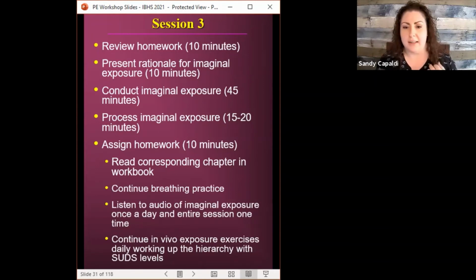And we're going to assign new in vivos or reassign the ones that they haven't fully gotten enough of in the last week. So we may end up with 2 new ones, 1 new one, and 1 old one. It can kind of go lots of different ways there. Okay, so that's session 3.